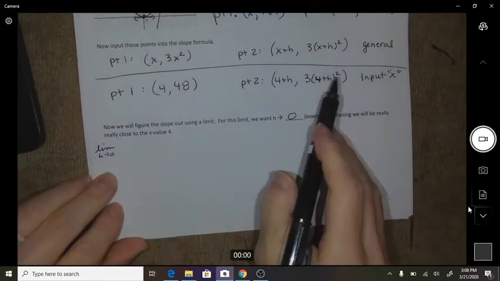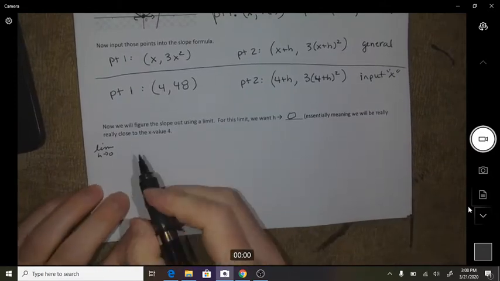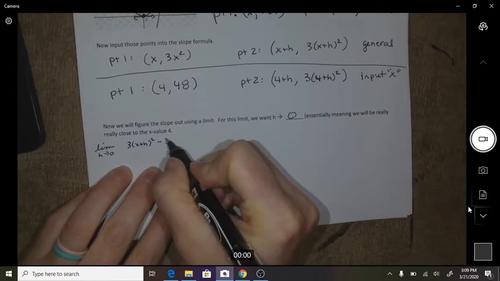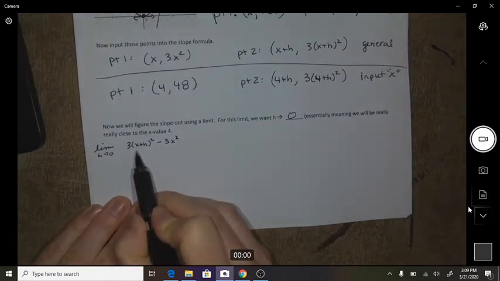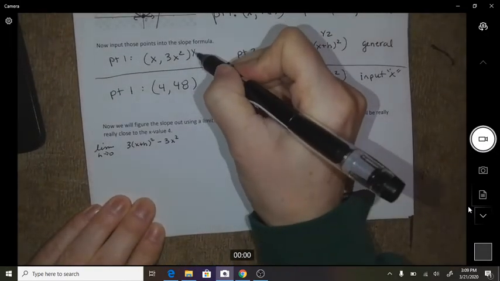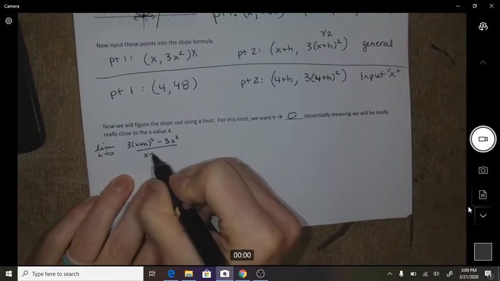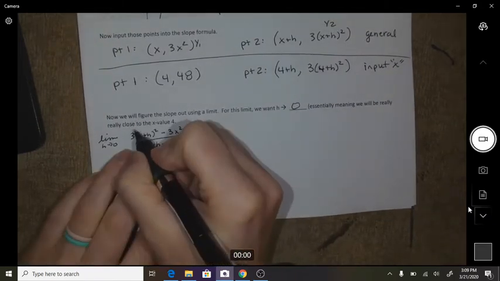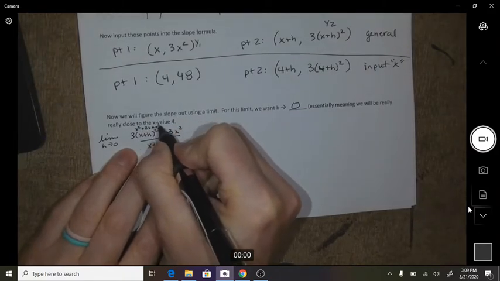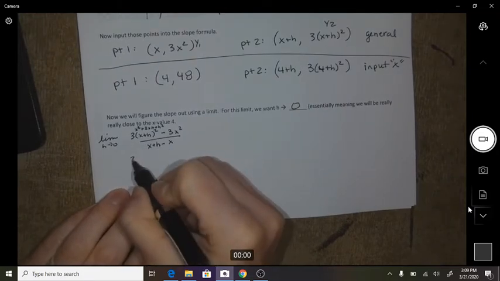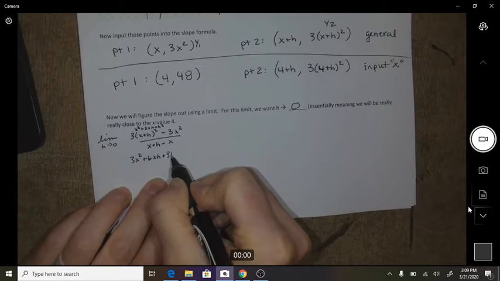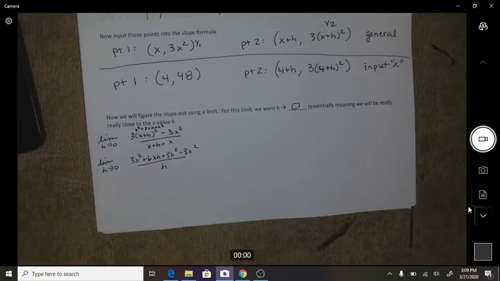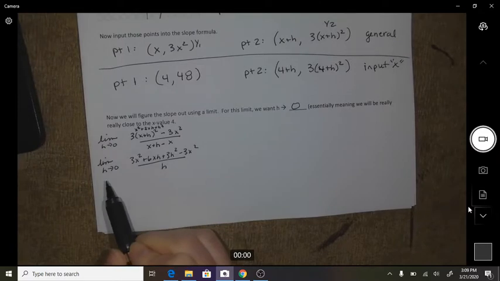Okay, I'm going to do the general method and the inputted method. So the general would be y2 minus y1 over x2 minus x1. Okay, so if I FOIL this all out, you can see that I would get 3x squared plus 6xh plus 3h squared minus 3x squared all over h. And I still want to understand the limit as h approaches 0.